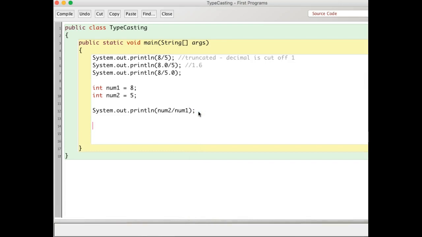Okay, so how do I fix this? So one idea would be, hey, let's just store the answer in a double. So num2 divided by num1. Okay, and we print that guy out. Here, let's do this.